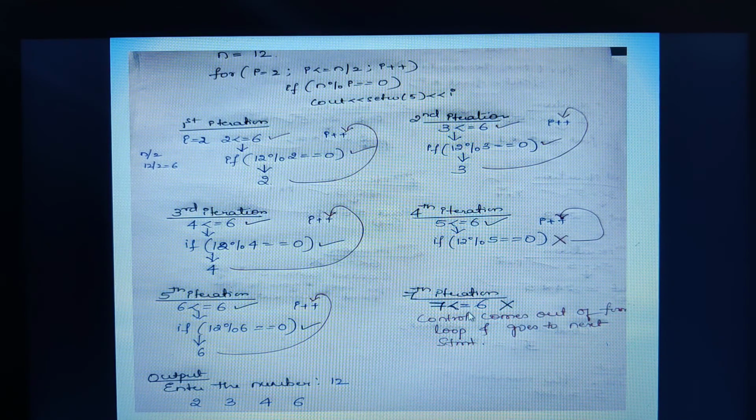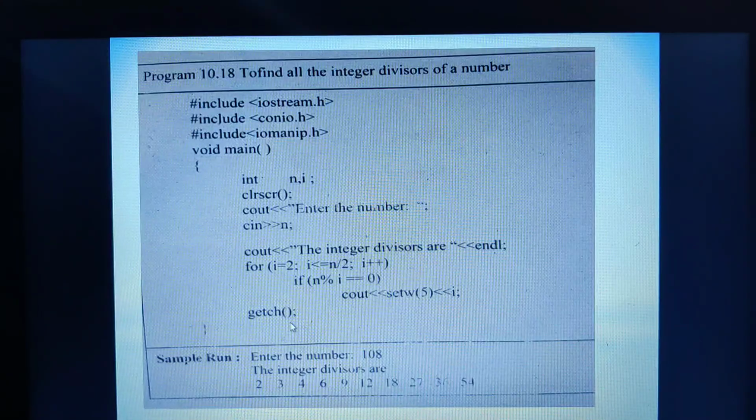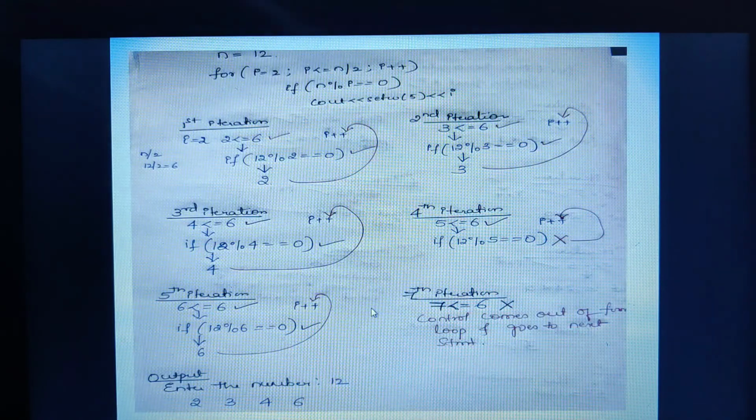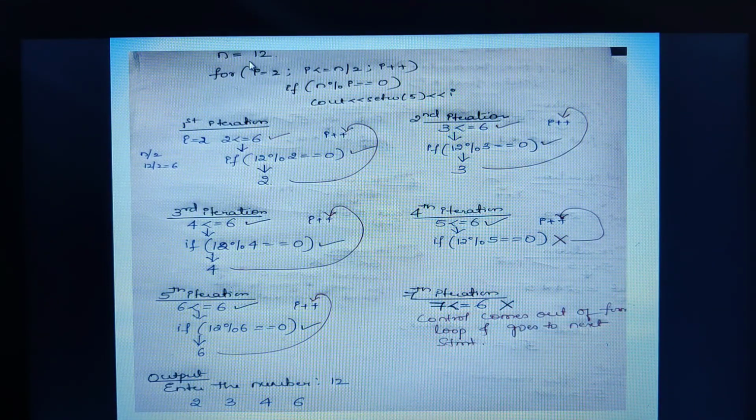When i gets incremented, i becomes what? 7. Whether 7 is less than or equal to 6, here the condition fails. Once the condition fails, the control completely comes out of this for loop and directly jumps to the next statement. Understood? What is there in the next statement as per our program, children? That is getch. So therefore, the integer divisors of this given number 12 are 2, 3, 4 and 6. I hope, children, you are able to understand.